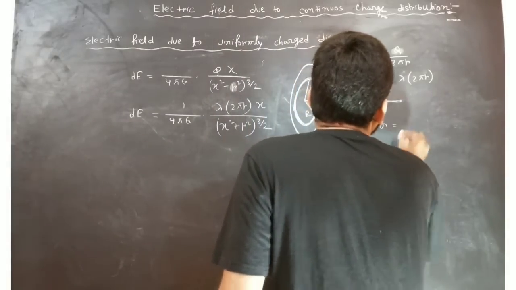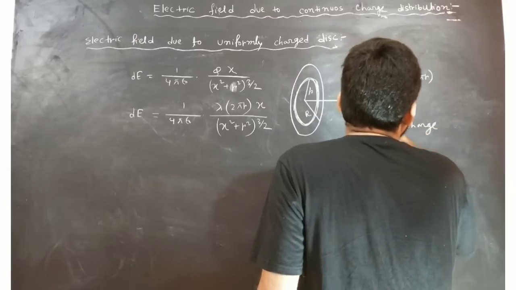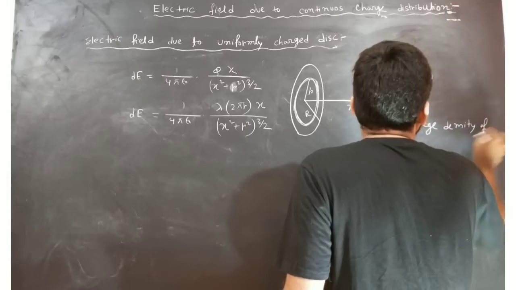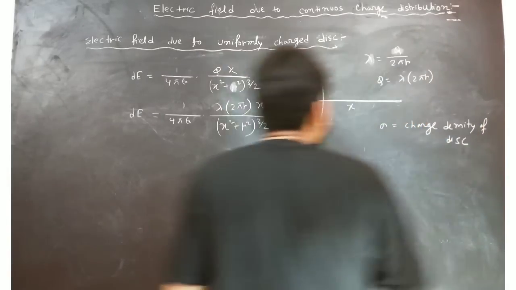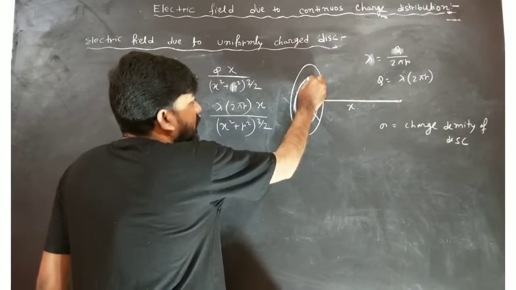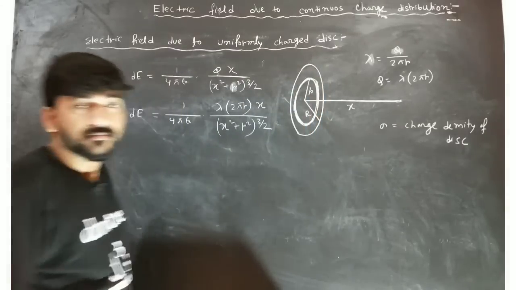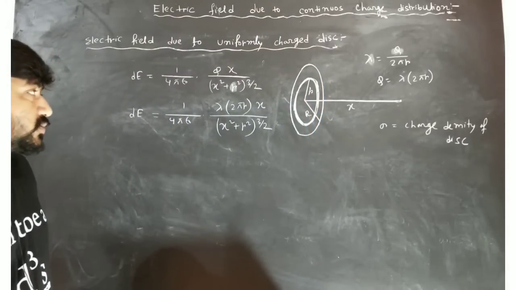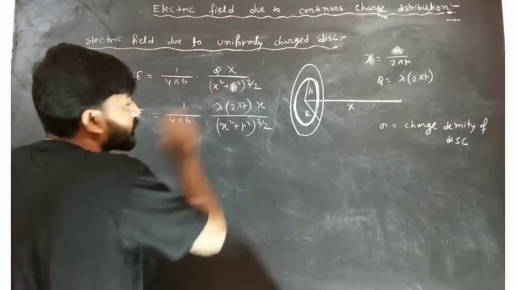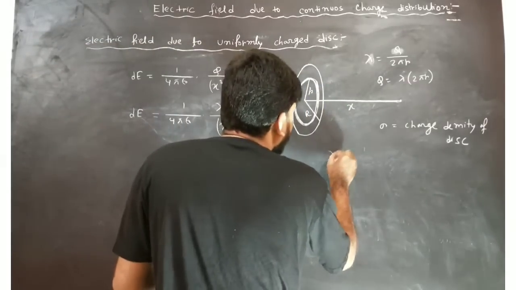Sigma is the charge per unit area, that is, the charge density of the disk. If this sigma is the charge density for the disk, then what will be the charge on the ring? We can express the charge of the ring, which has width dr, in terms of sigma also. So how can we write it down? For the ring, the charge will be lambda into 2 pi r.